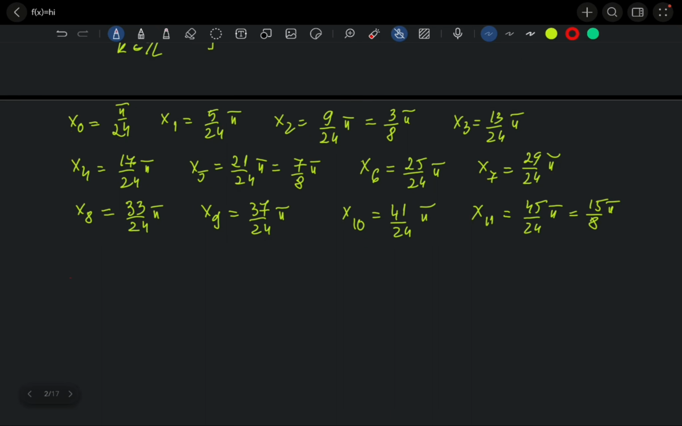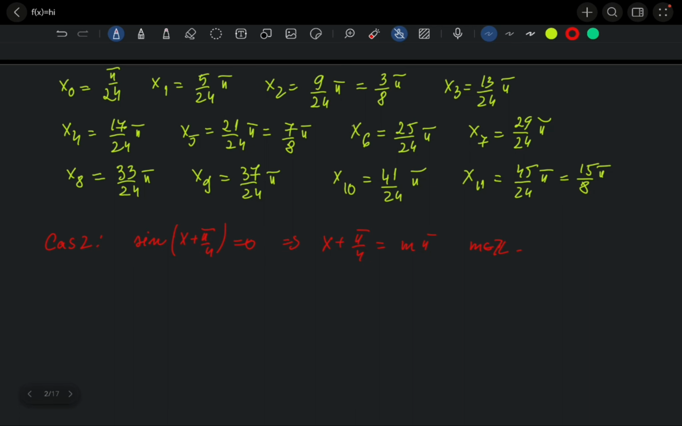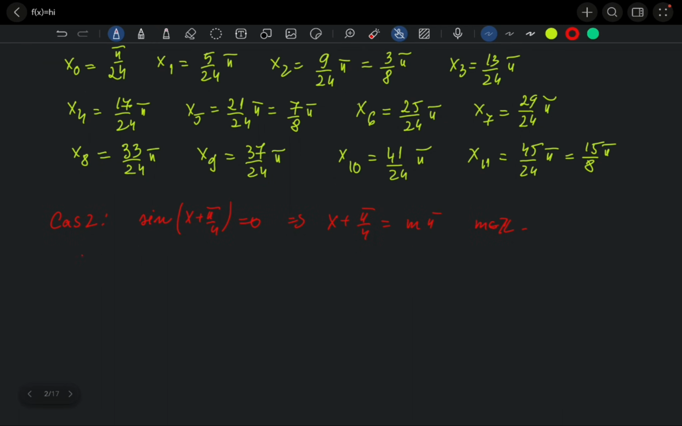So we remember that we have case number 2, in which we had sine of x plus pi by 4 being equal to 0. So that implies that x plus pi by 4 will be equal to another integer multiple of pi. In this case it will be m times pi, where m is an integer. To find the value of x, we do the same thing all over again. So x must be equal to m pi minus pi by 4.